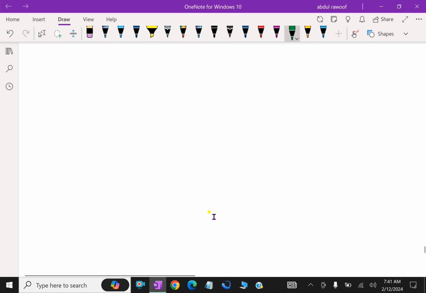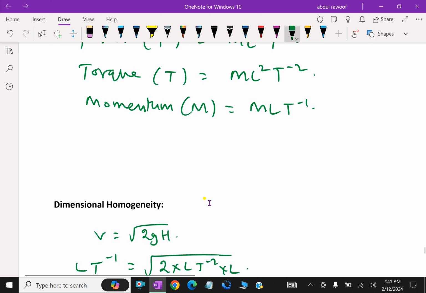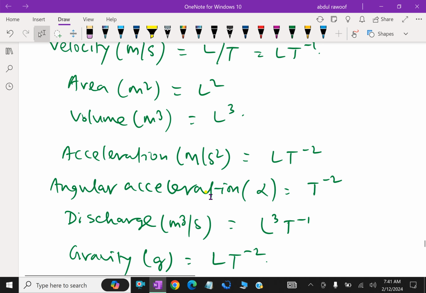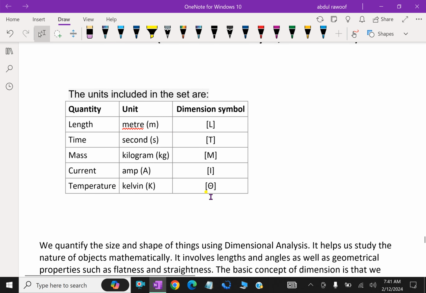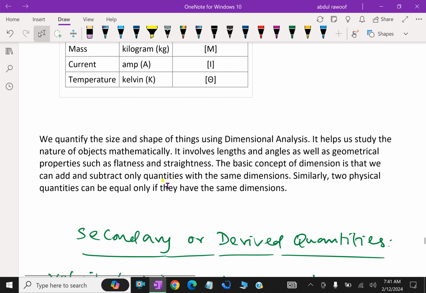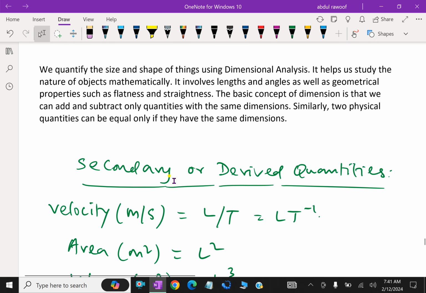So far we discussed the basic things about dimensional analysis: what dimensional analysis is, what the basic units are, as well as secondary units or derived quantities.